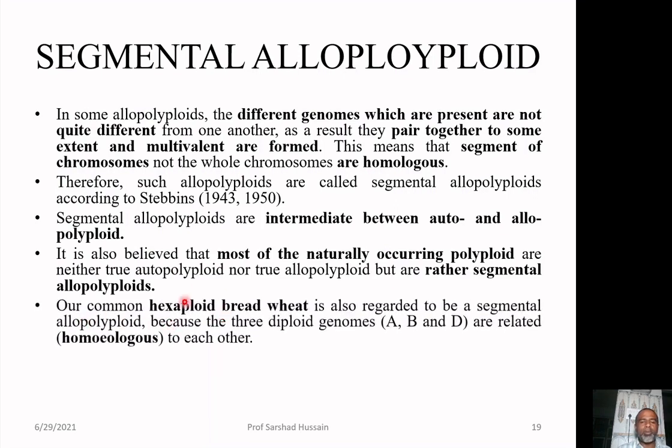Our common hexaploid bread wheat is also a segmental allopolyploid. So, it means it has the genomes A, B, D which are homologous. Homologous means some portion of a genome resembles the other genome, say for example, A with B, B with D and D with A and vice versa. So, not the whole genome. If the whole genome resembles, it is autopolyploid. If totally they are not resembling, it is allopolyploid, but if some portion is resembling, it is called the homologous condition.